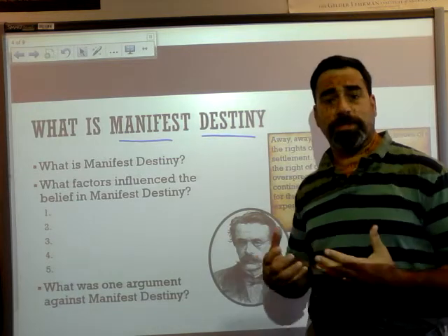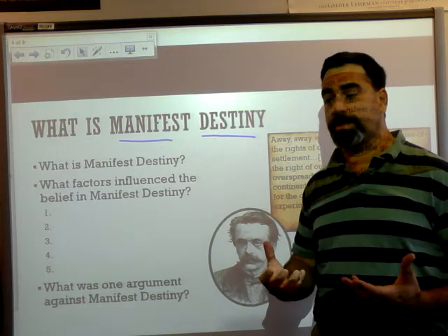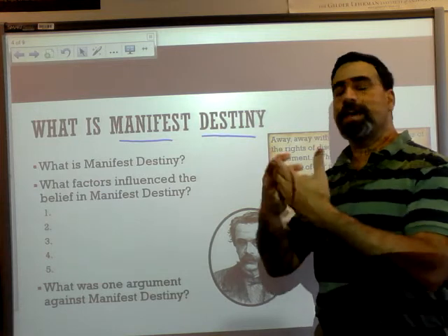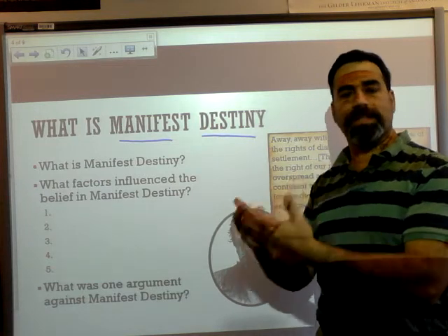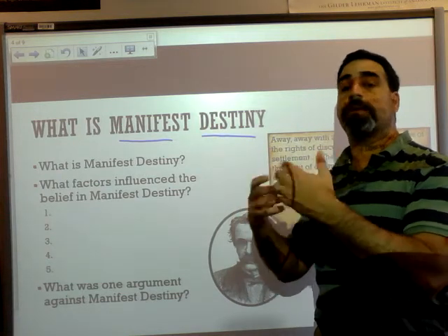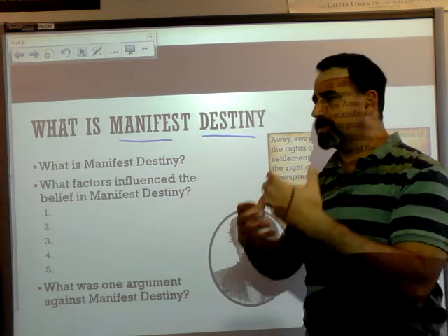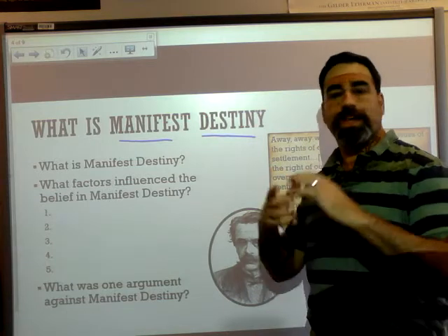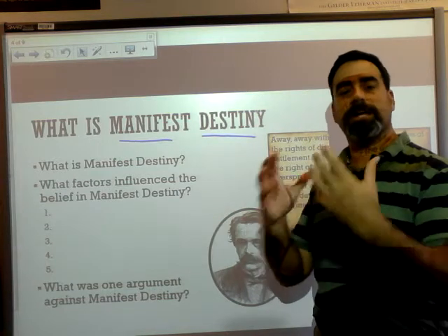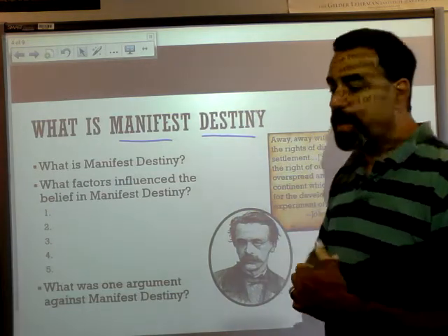We also look at the prospects of economic development. We see the Louisiana Territory, we see the West as an investment, something that we can make money from. There's resources out there. There's timber. There's minerals. There's metals. There's land. There's a lot of stuff that we can actually invest in.